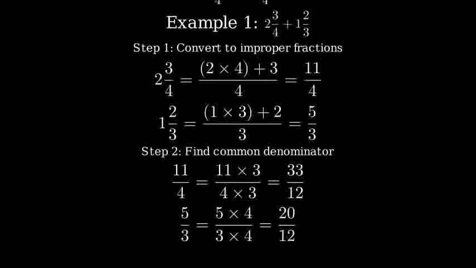Step 2, find a common denominator. The denominators are 4 and 3. Their least common multiple is 12. Multiply 11/4 by 3 over 3 to get 33/12. Multiply 5/3 by 4 over 4 to get 20/12.